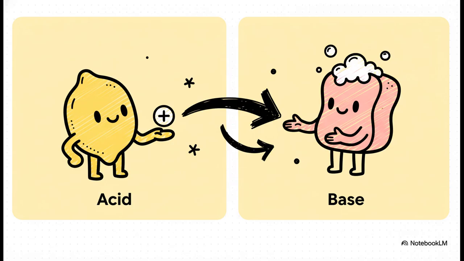The two players in this little trade are, you guessed it, acids and bases. Acids are the proton donors. They're the ones giving that proton away. A perfect example is the hydrochloric acid, HCl, that's in your stomach. And bases, well, they're the proton acceptors. One gives, the other takes.